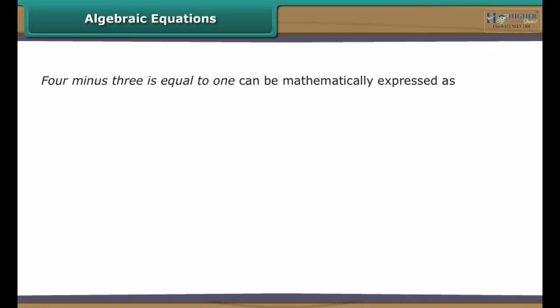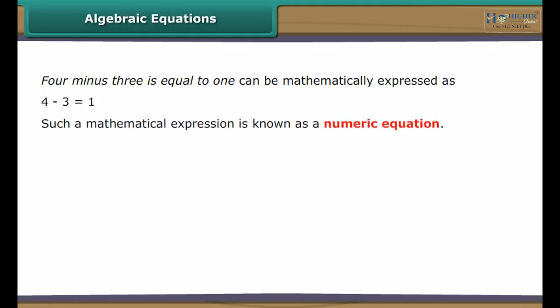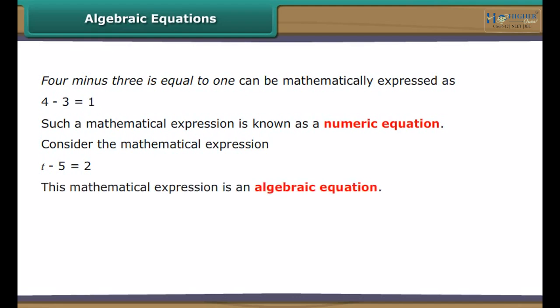Algebraic equations. Consider a statement like this. 4 minus 3 is equal to 1. It can be mathematically expressed as 4 minus 3 = 1. Such a mathematical expression is known as a numeric equation. Now consider the mathematical expression t minus 5 is equal to 2. This mathematical expression is an algebraic equation.